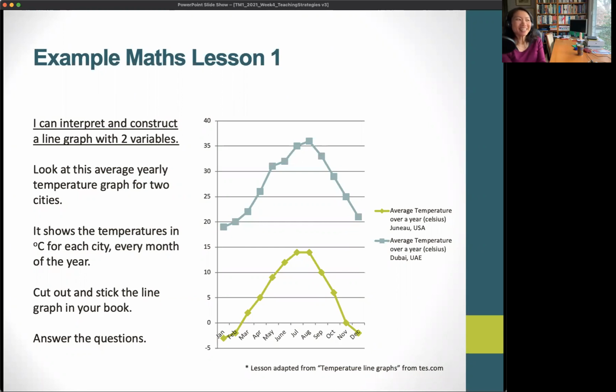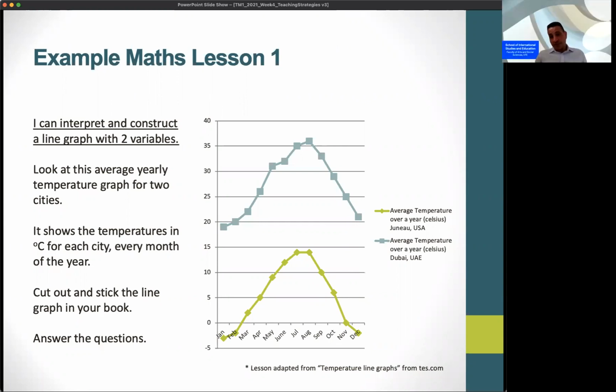That's okay. So basically, what we have here is a graph. It's telling you that it's a yearly temperature graph for two cities, for every month of the year. The idea here is to answer the questions that are coming up. So, what questions do you expect are going to be asked of the students at this point? Maybe the first question, as written, look at this average yearly temperature graph for the two. Yeah. And then what might you ask about it?